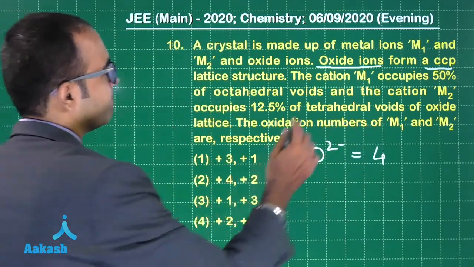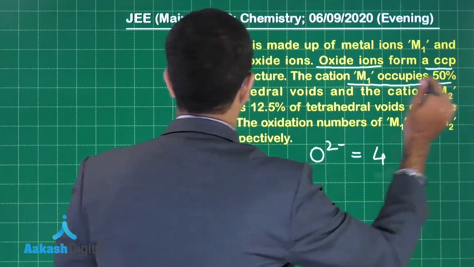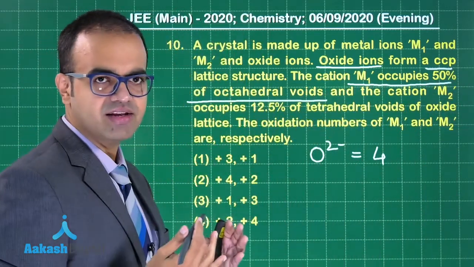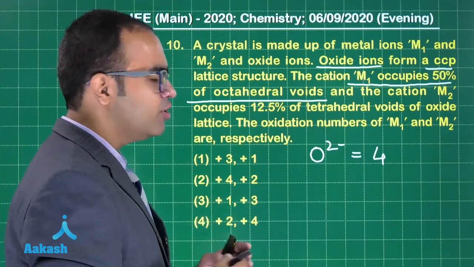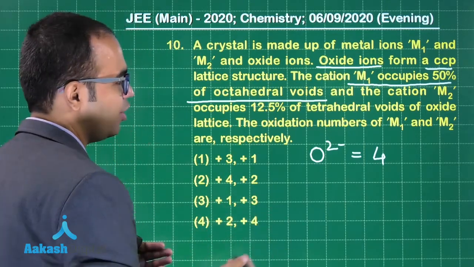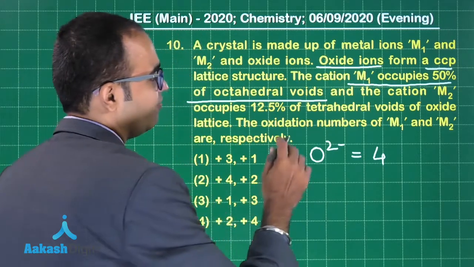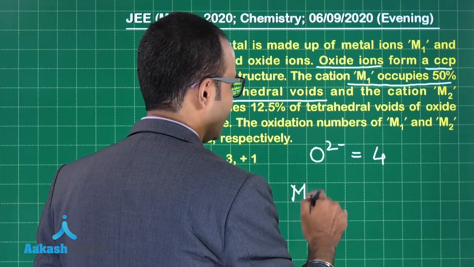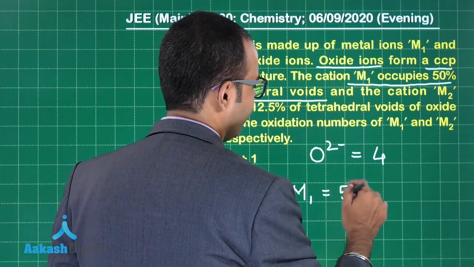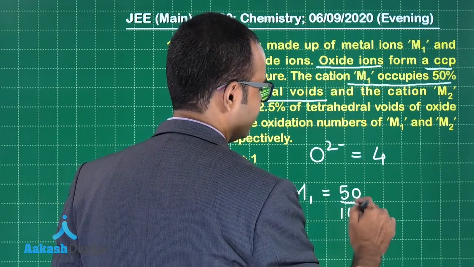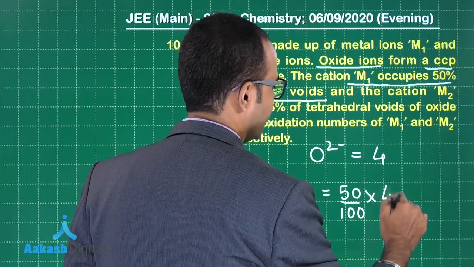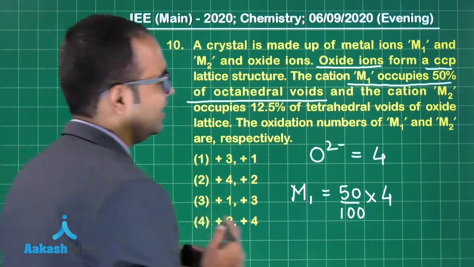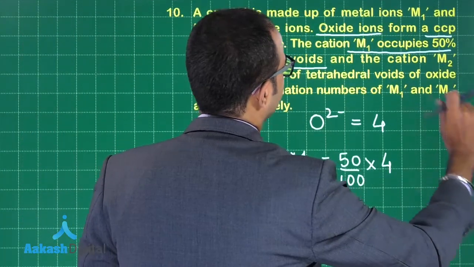Okay. M1 occupies 50% of the octahedral voids. So how many octahedral voids are there? Octahedral voids will be equal to the number of anions. How many anions? 4 anions. 50% of these voids are occupied. So how much of M1 do I have? M1 will be 50 upon 100 into 4. Is this clear? Very clear? Yes?